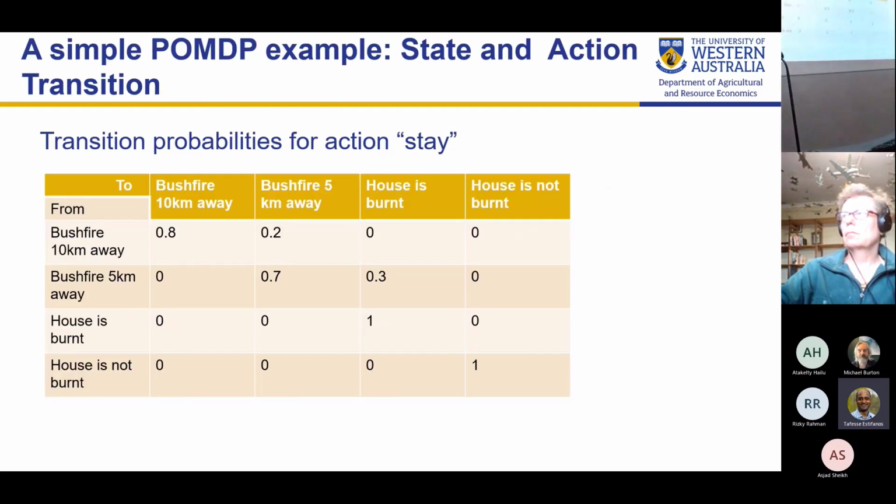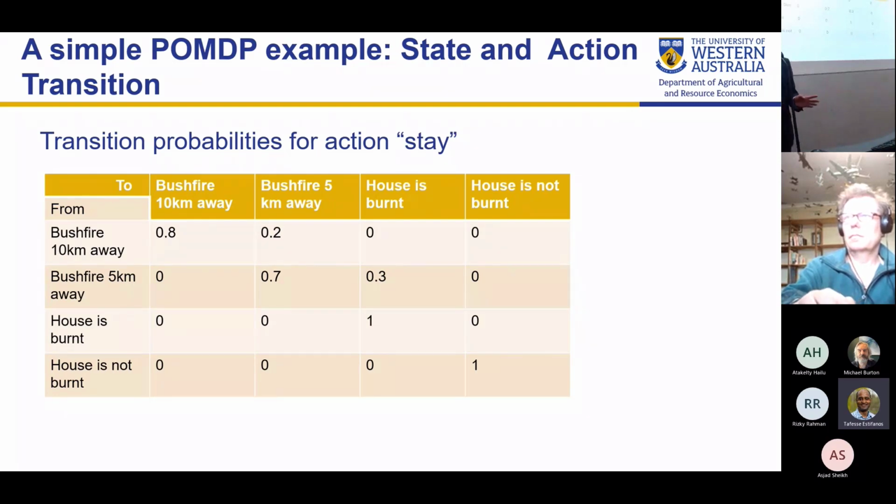And we can define some transition probabilities from one state moving to another state. You can see in the table, if we are currently in one of these 4 states, what's the probability that we transition to one of those 4 states? We just put some numbers there to try to explain how it works. From bushfire 10 kilometers away, we think there is an 80% chance it will stay where it is, and a 20% chance it will move to 5 kilometers away. Then we move to the next line. All of this has to add up to 1 because the probability is between 0 and 1. Bushfire 5 kilometers away, we don't think there's any chance it goes back to 10 kilometers.